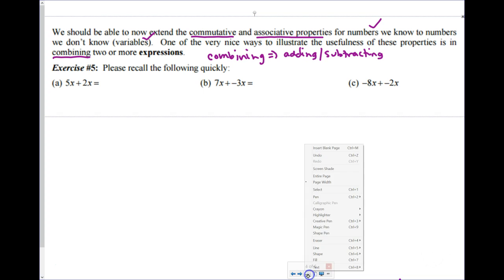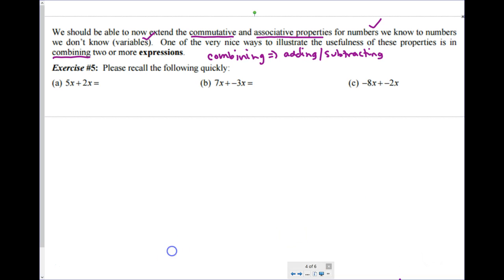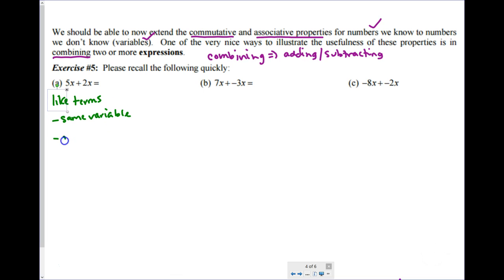So, letter A, exercise 5 says, recall the following. So A, I have 5x plus 2x. These are like terms. They have the same variable. When you combine like terms, you add the coefficients. The coefficients are the numbers in front. So 5x plus 2x is going to equal 5 plus 2 x. 5 plus 2 is 7x.